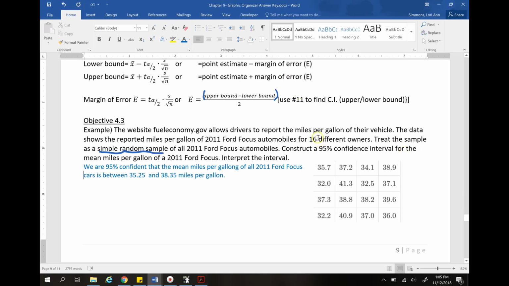See how picking 16 Ford Focuses would be a lot simpler and easier to conduct than sampling all Ford Focuses and then coming up with a number. In here, we only had to do 16 different cars, and we can say we're 95% confident that it is between 35 and 38 miles per gallon for all 2011 Ford Focuses.